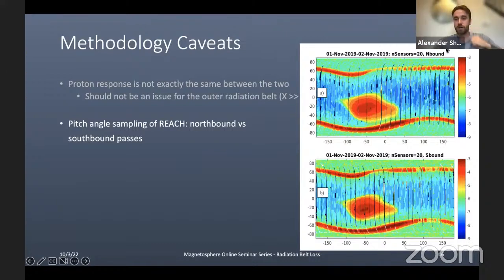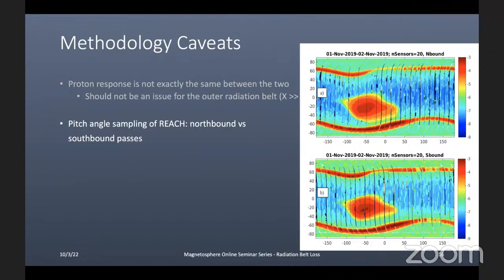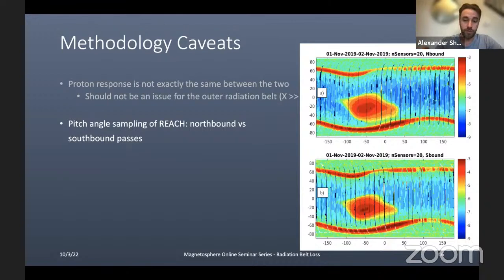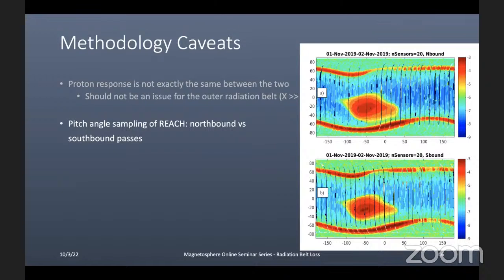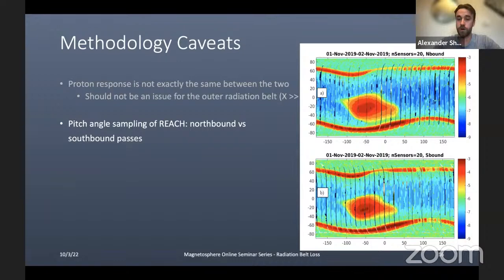Yeah, I think this plot is highlighting that not all spatial variability in this data set is due to true precipitation variability. The top plot is the northbound passes and the bottom plot is the southbound passes. Okay, so the pitch angle distribution you're measuring is different between those two. You're sampling a different part of the distribution. And so that's going to just appear as spatial variability when it in fact is not. And so part of what we're working on is correcting for that.